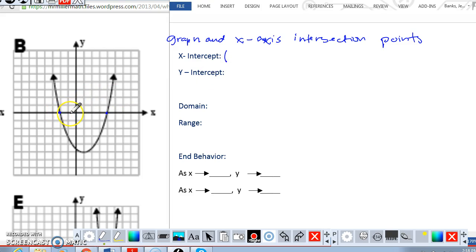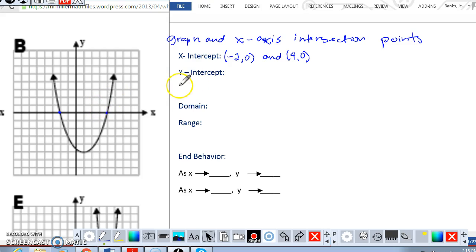This one here is negative 1, 2, so that's negative 2, 0 because it's on the x-axis. So negative 2, comma 0. And the other one, this point right here, is 1, 2, 3, 4. So that will be 4, comma 0. These are the names of these two points right here, and they are what you call your x-intercepts.